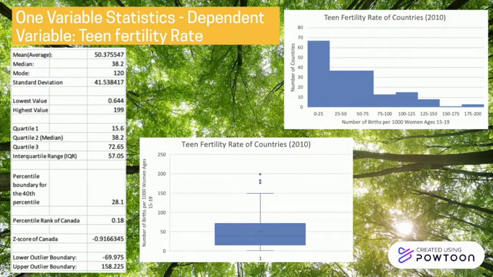When comparing this to Canada, Canada averages 12.3 births per 1,000 women from ages 15 to 19, about 3 births less than quartile 1, showing how Canada is in the bottom 25%. This also corresponds with Canada being 0.917 standard deviations away from the mean and is at the 18th percentile, as Canada has a lower teen fertility rate than 82% of countries.